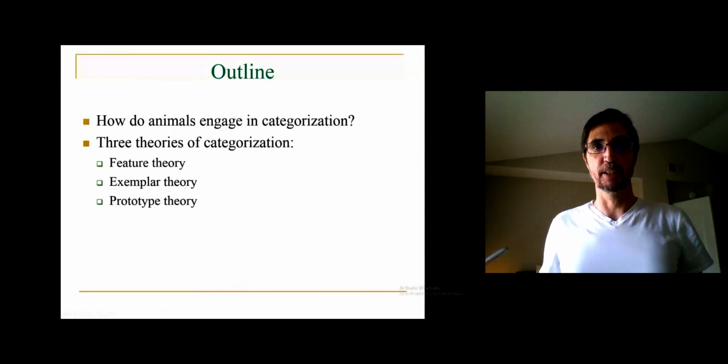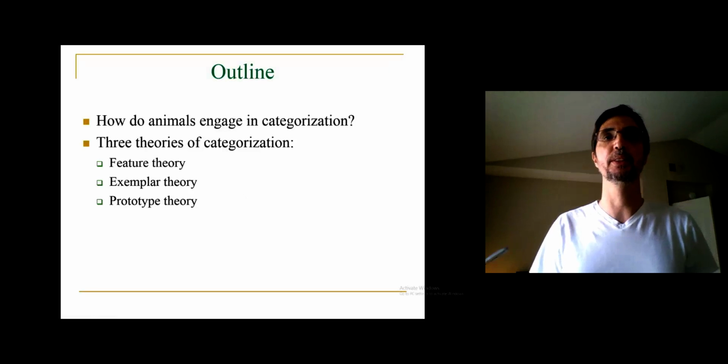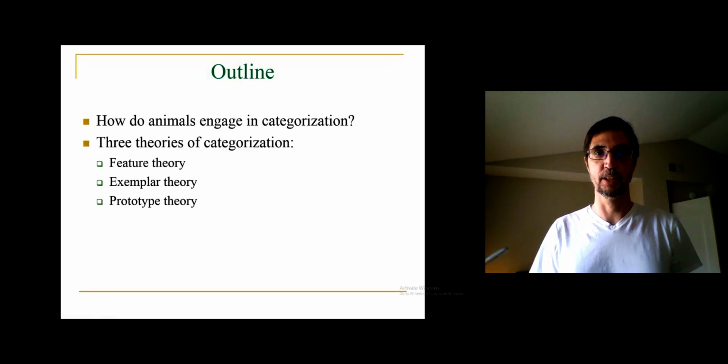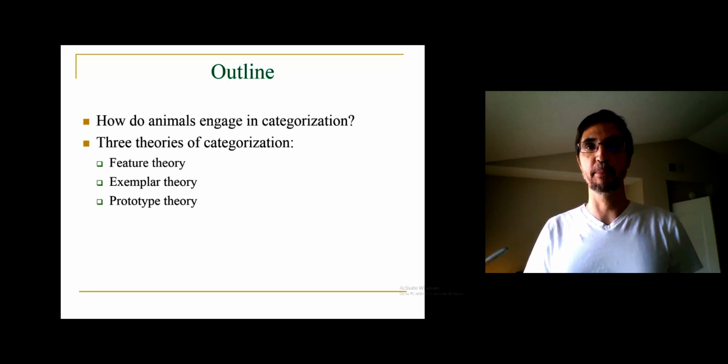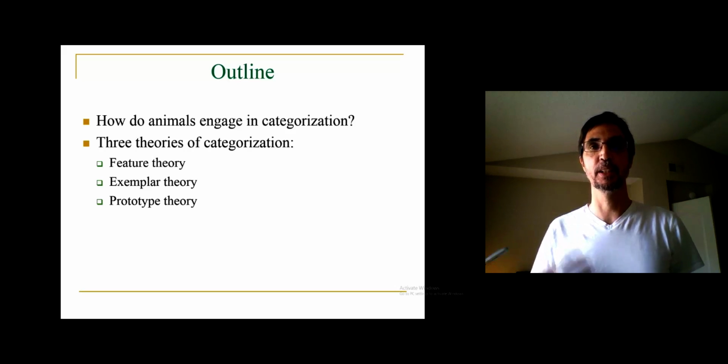In this part of Lecture 6, we're going to continue our discussion of categorization, but the focus is going to be on an explanation of how animals go about engaging in categorization. In particular, we're going to focus on three theories: the feature theory, the prototype theory, and the exemplar theory. These three theories have been developed in the context of humans, and then after that they've been applied to the case of animal cognition.